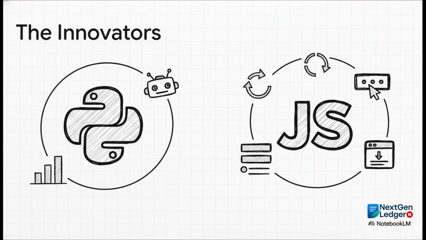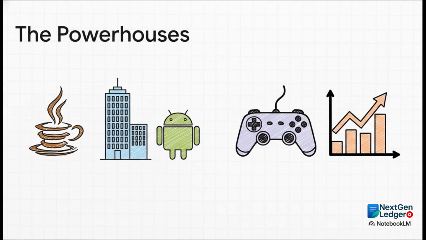Then you have JavaScript. It is, without a doubt, the language of the web. Literally every time you click a button, see an animation, or fill out a form in your browser, that's JavaScript making it happen. Now, let's talk about the heavy hitters, the powerhouses. Java has been an industry giant for decades, thanks to its famous philosophy, "write once, run anywhere." It's the engine behind massive corporate systems and pretty much every single Android app. And then there's C++. When you need raw, blistering speed, this is what you turn to. We're talking about high-end video games, complex financial simulations, situations where every single millisecond is critical.